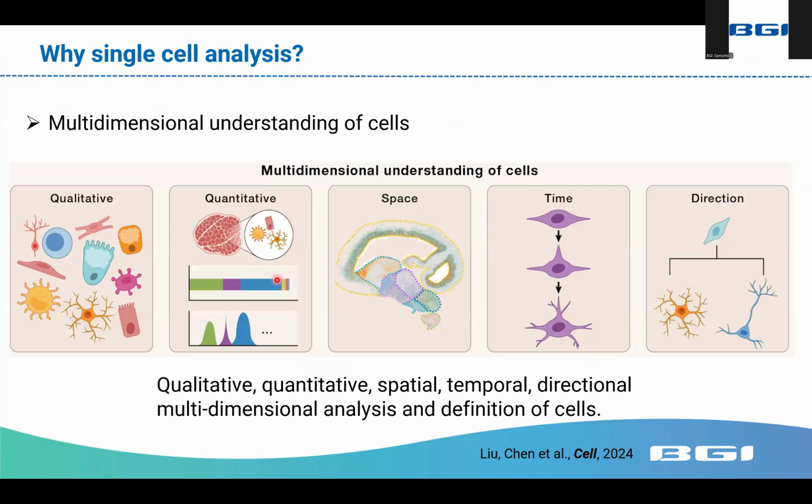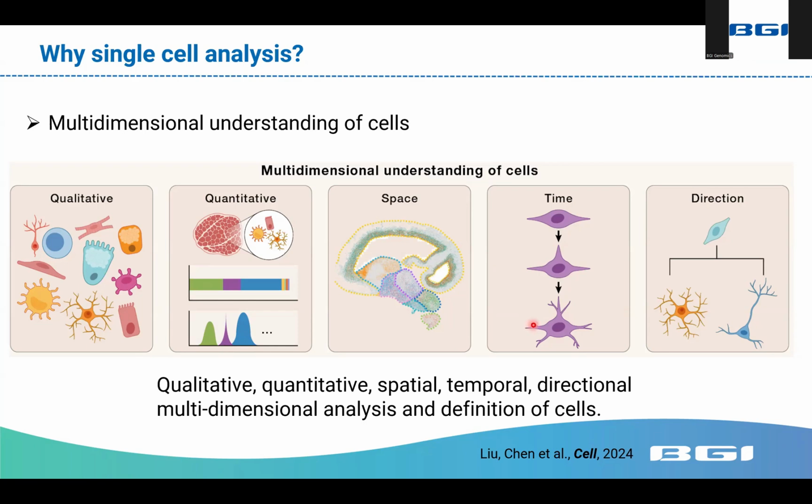When we use single-cell analysis, we understand cells in multidimensional ways. Qualitatively, we gain the diversity of cell types generated through the regulation of gene expression. Quantitatively, we gain the count, proportions, and density of each cell type. At the spatial level, we can gain the spatial arrangement of each cell type and their interactions within the cellular ecosystem. Also, at the temporal level, we can gain the specific timing of changes in cell types and states.